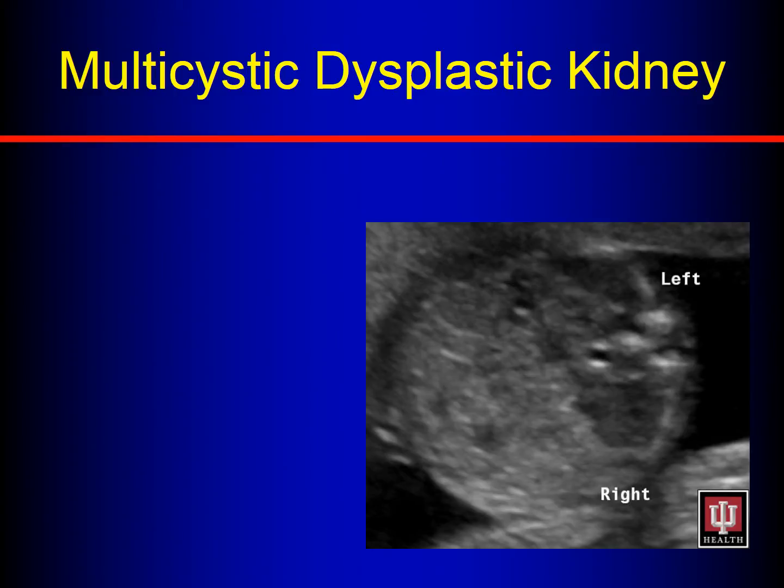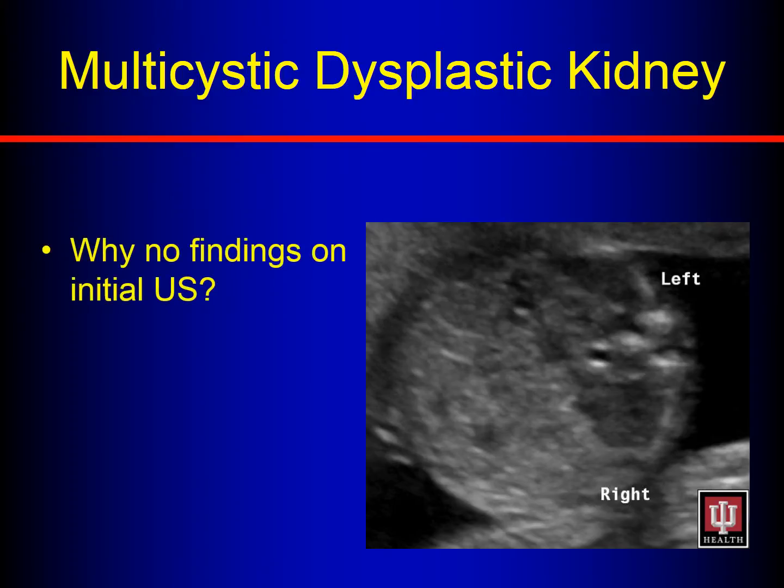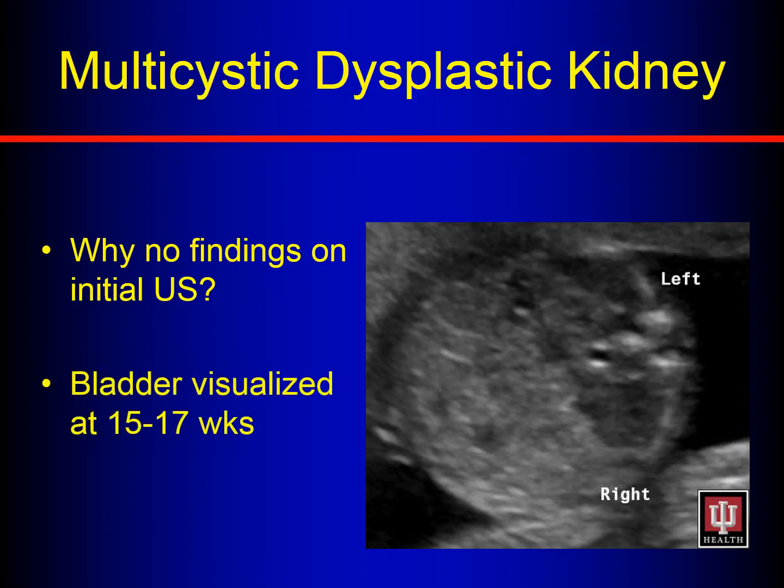Now, one question you may have asked when you were looking at the case initially was, why is it that we have these normal appearing kidneys on the initial 16-week ultrasound? And I think that's an important question to answer, and the answer has to do with that distinction I just described. So this is a case of secondary MCDK. This is a post-obstructive change to the left kidney, and it's important to remember the timing of events prenatally.